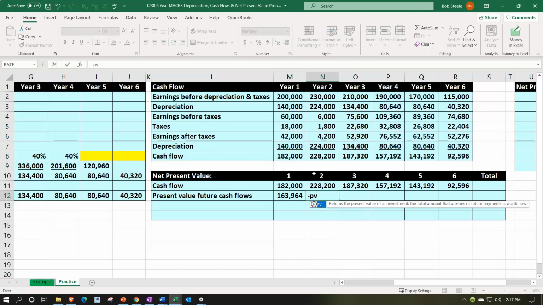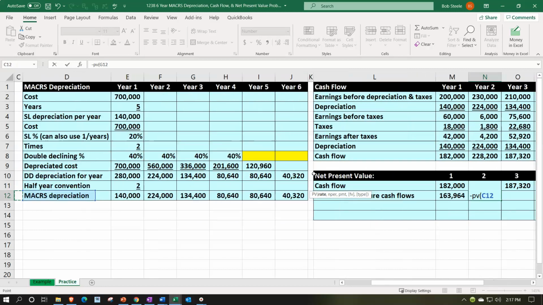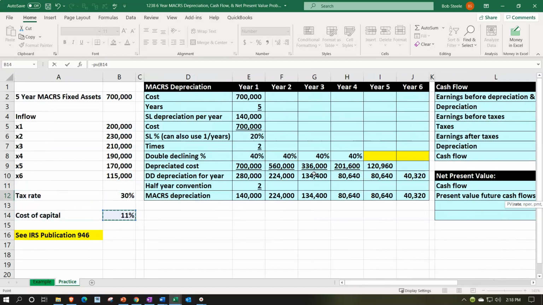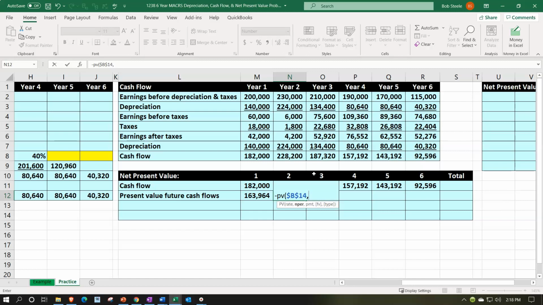So PV, Shift 9, all the way to the left, rate 11%. Then I'd say F4, comma, number of periods, 2, comma, future value is the 228,200. That pulls back 2 years at the present value of 185,212. Let's do it one more time, and then I'll just copy it across.